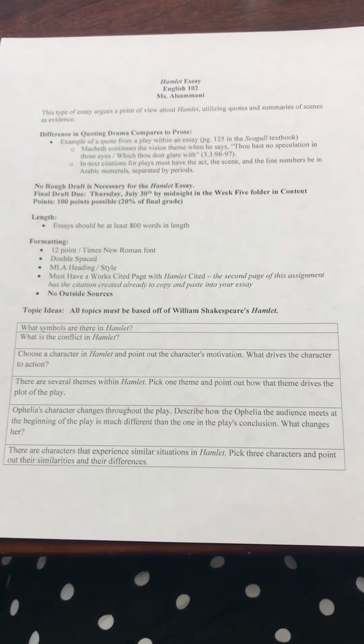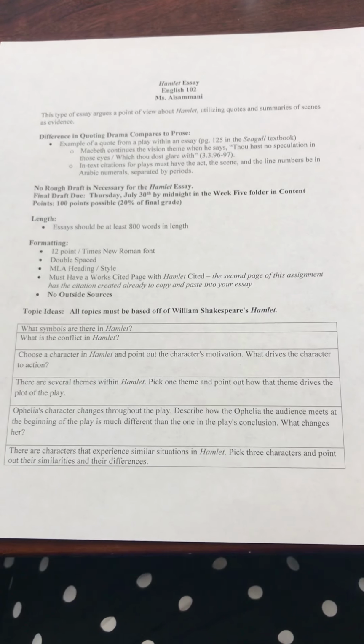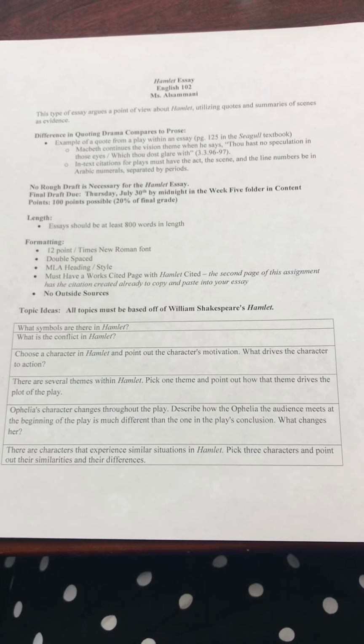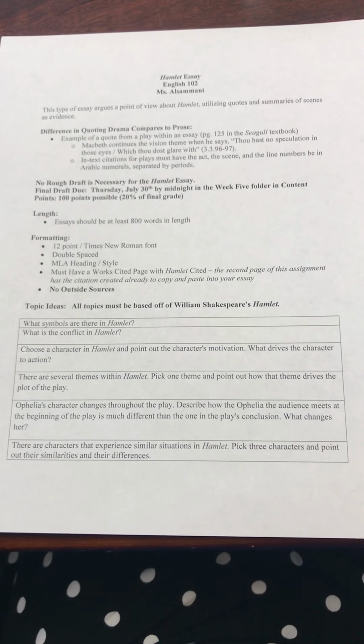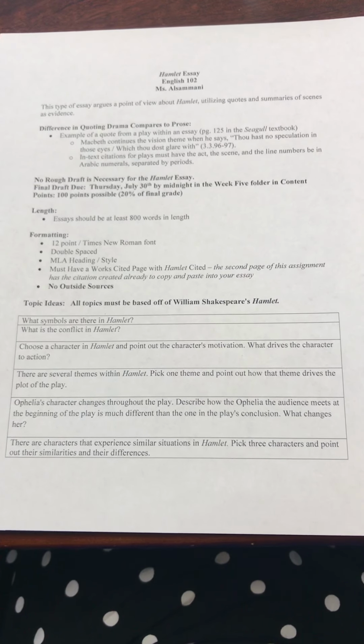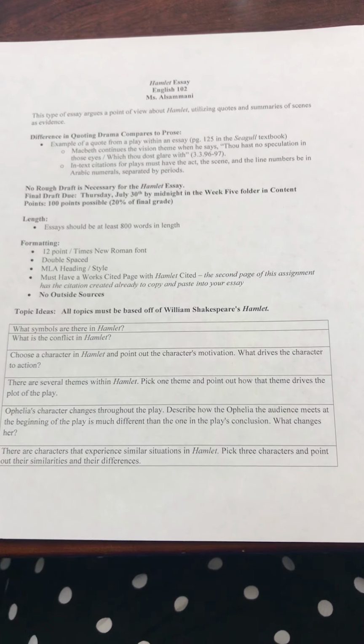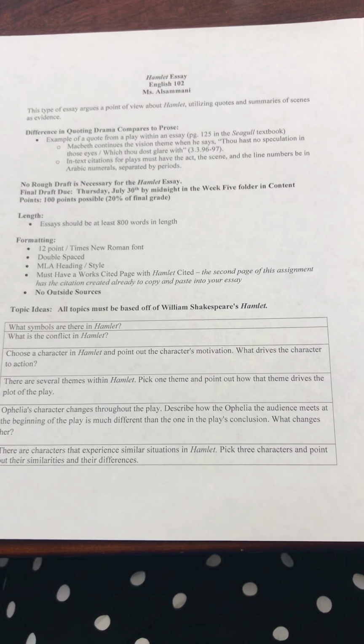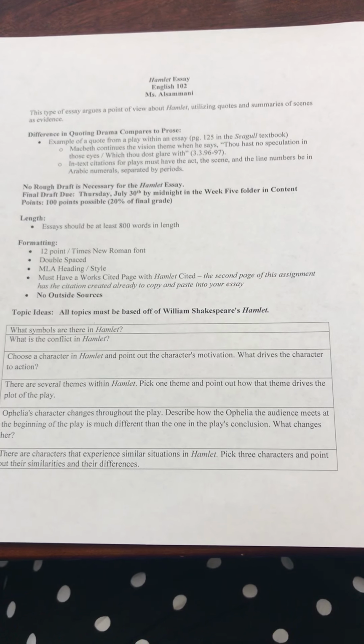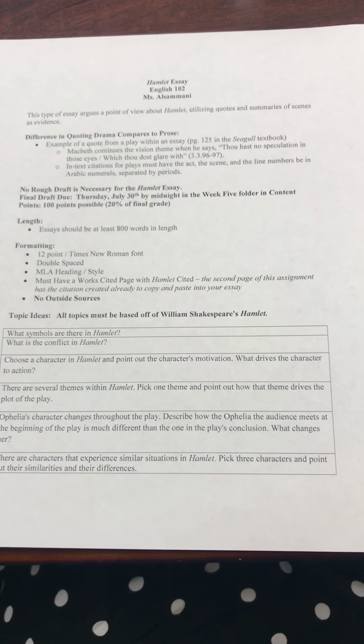Here are some topic ideas that I've got listed, and this is the part where it's going to be a plot spoiler for the play. What symbols are there in Hamlet? There's a lot of symbols. Remember, symbols are things that represent something larger than themselves. So it could be a flower represents love, a skull represents death. Both of those symbols are in the play.